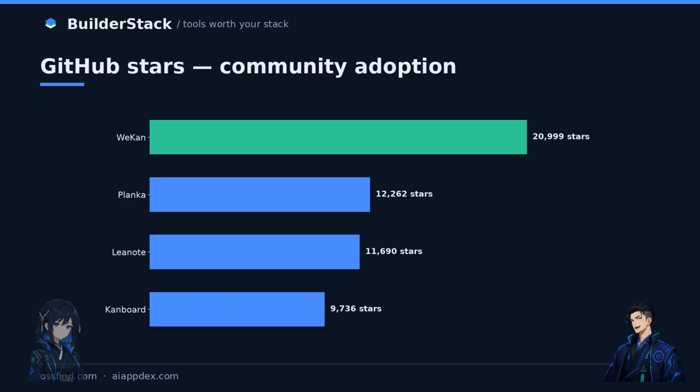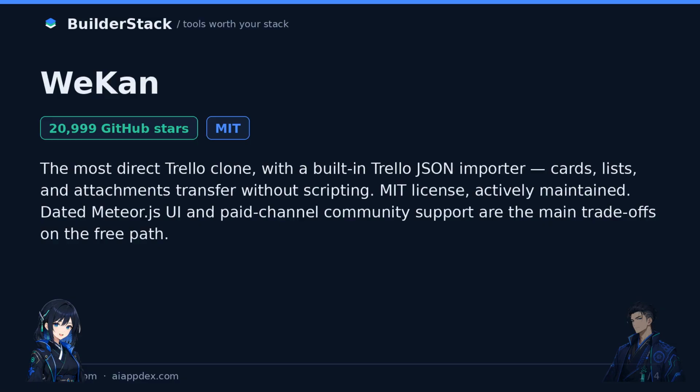WeKan is built for teams that want Trello to look and behave like Trello. The board list card structure is identical, swim lanes are built in, and crucially, WeKan ships a native Trello JSON importer. Export any board from Trello's menu, drop the JSON file into WeKan, and cards, lists, and attachments come across without scripting. MIT license, pushed to production yesterday, actively maintained.